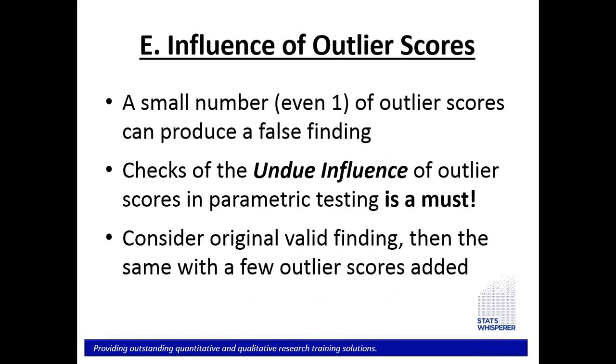So it's important to keep in mind, especially in a smaller sample, that even one outlier can produce a false finding, right? So a check for undue outliers is a must, right? So remember how we said create a filter variable where you can identify the outliers, or a second version of the variable where the outliers are removed, right? That's a must. Let me show you why.